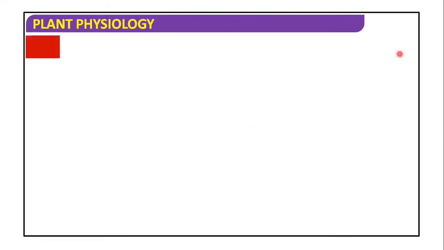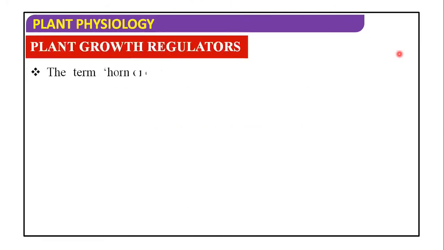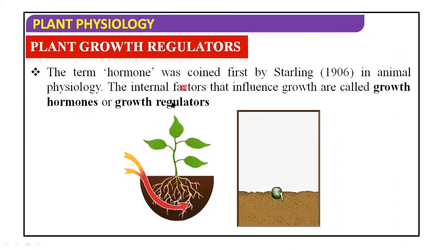We will see what is meant by plant growth hormones. The term plant growth hormones was coined first by Starling in 1906 in animal physiology. The internal factors that influence the growth are known as growth hormones or growth regulators. Just like this, from seedling and then crop is growing due to the growth hormone.